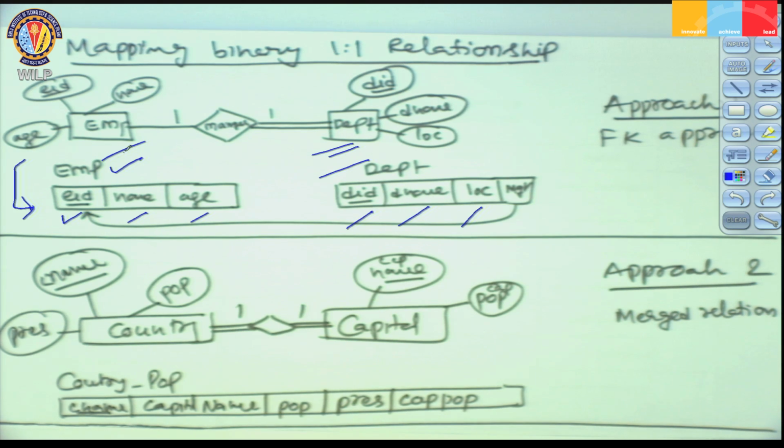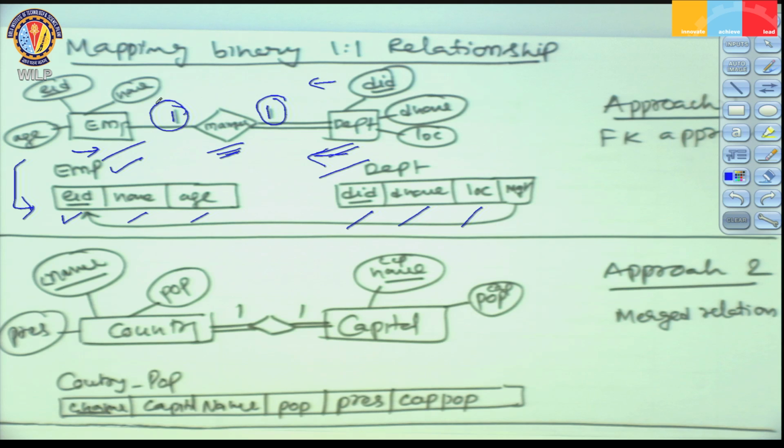What is a one-to-one relation? How to read it? I need to write one on one side and then one on the other side. I can read it from this side or I can read it from this side. If I am reading it from left to right, each employee can work with only one department. That is the meaning. And if I am reading it from this side, sorry, this is a manages relationship: each employee can manage only one department. And if I am reading it from right to left, each department is managed by only one employee.